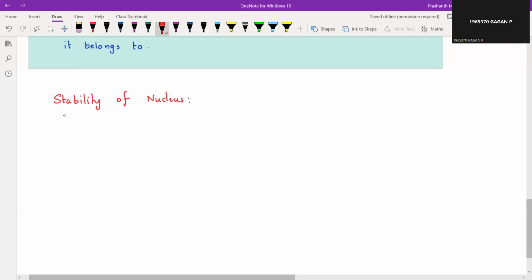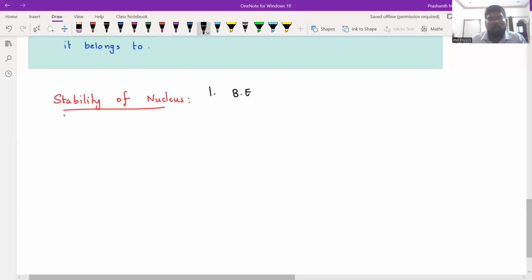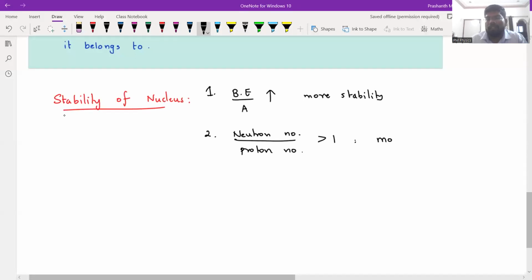Binding energy per nucleon. Yes. So we have seen that the first is binding energy per nucleon. If it is more, then there is more stability. That is one factor of measurement. Then we have seen comparatively the neutron number by proton number. If it is greater than one, then these nuclei are also found to be more stable. And one more factor is packing fraction.